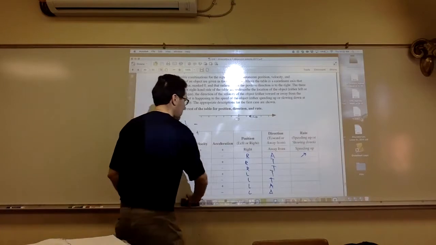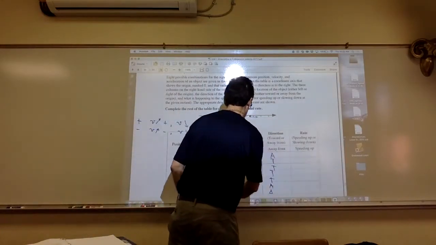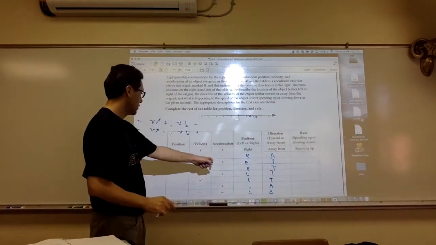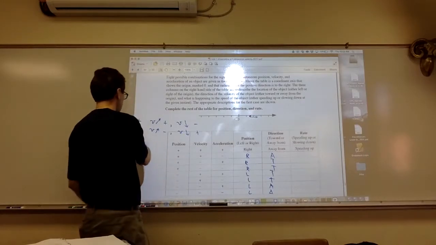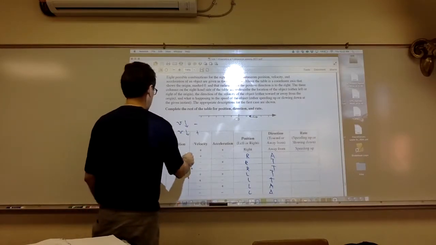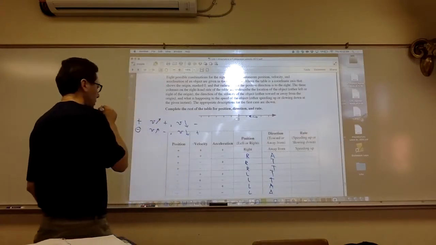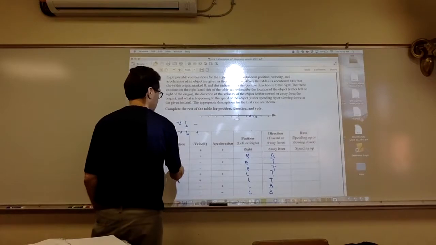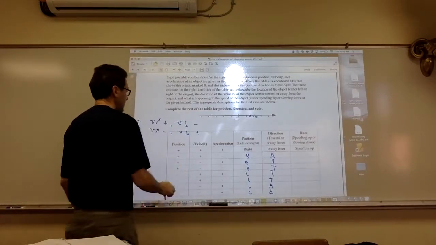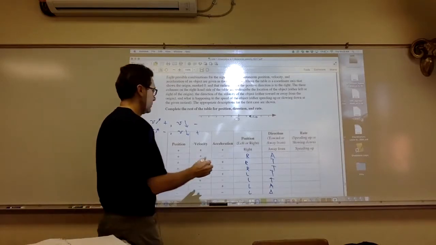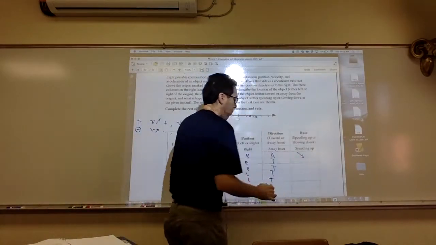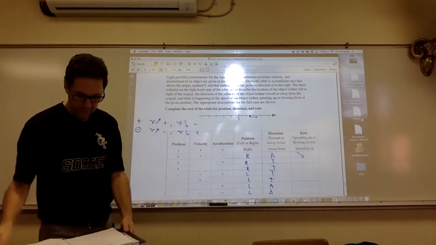No, I was looking at the wrong one. So it's already saying speeding up. Your acceleration is negative here, so you're here basically. Your velocity is positive, your position is positive, so you must be slowing down. I'll fill in the other ones.